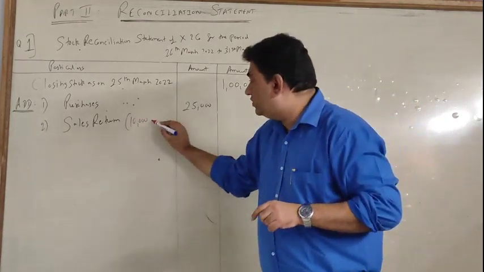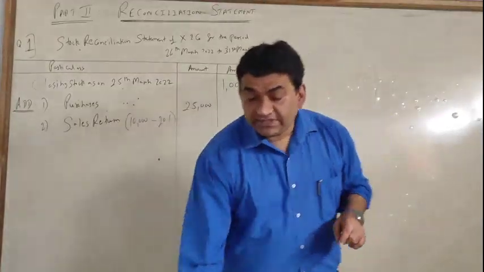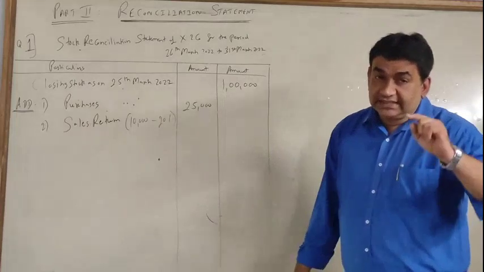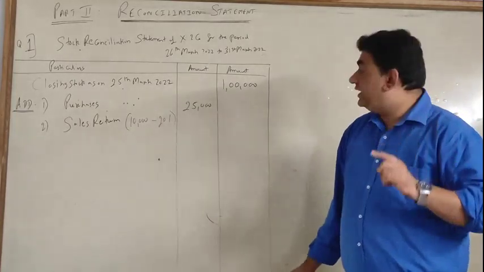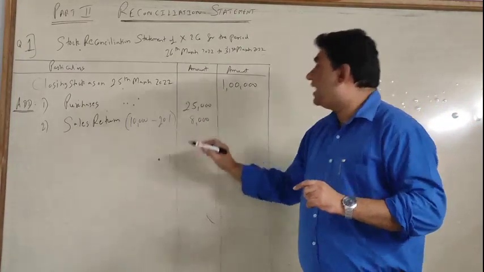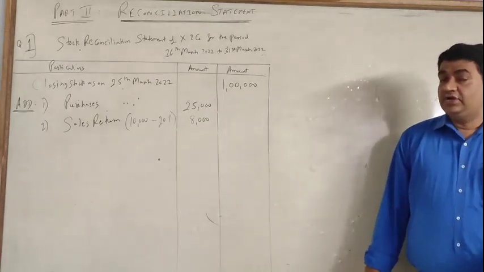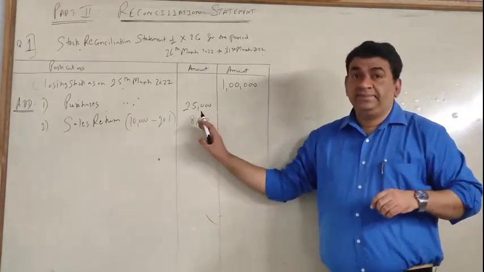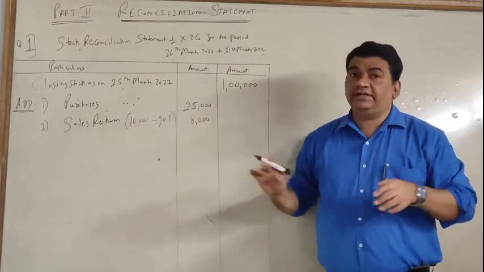So what you will do? From 10,000, deduct 20% profit. 20% of 10,000 is 8,000. So here I will add 8,000. Getting it now? Don't make a mistake of writing 10,000. 10,000 is my selling price, which includes profit.